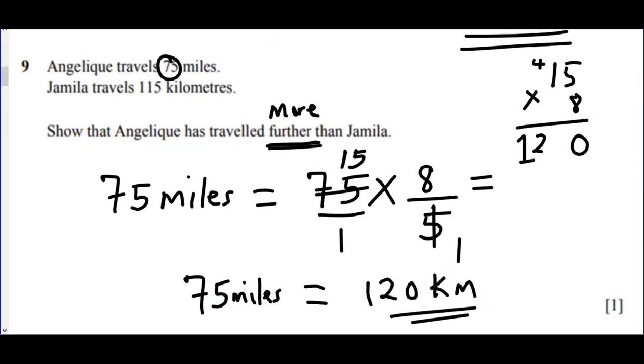miles is the same as 120 kilometers. Now, let us try to compare these two. Angelique travels not 75 miles, rather we write 120. Now, look at that, we have 120 kilometers and Jamila has 115 kilometers. You people tell me, who traveled a further distance? That is what we have done. Now, how do we conclude that?